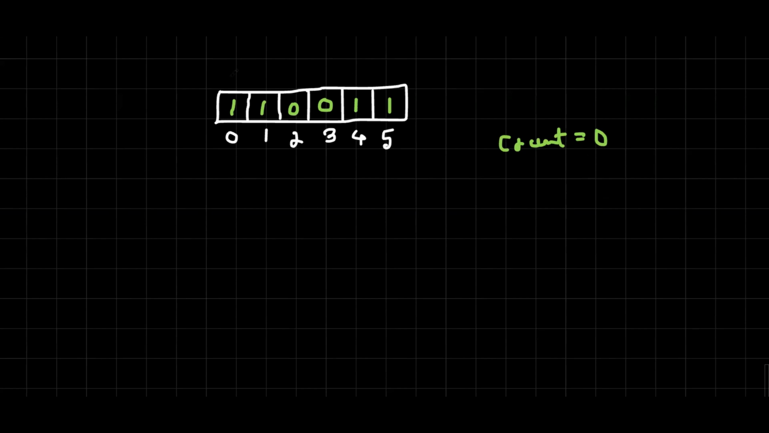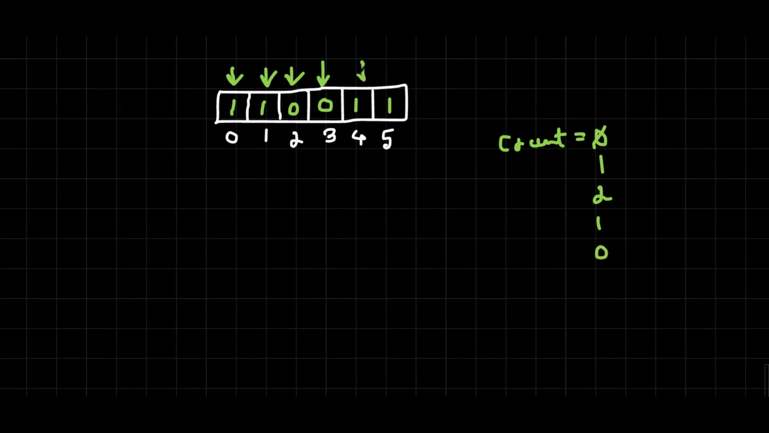Suppose we are at this first position 1. So now the count value is 1. Now we are at this second position which has the value of 1. So the count value will be 2. Now in this third position, the value is 0. So we have to decrease the count value by 1. So here the count value will be 1 again. Now here the position holds the value 0. So we have to decrease the count value by 1 again. So here the count value will be 0.